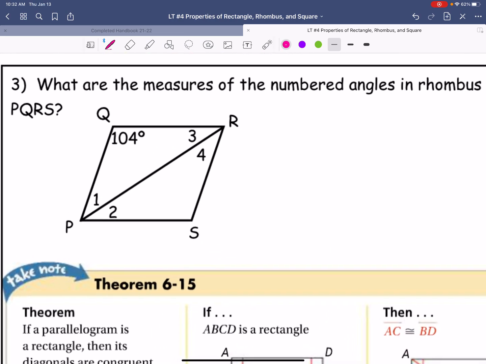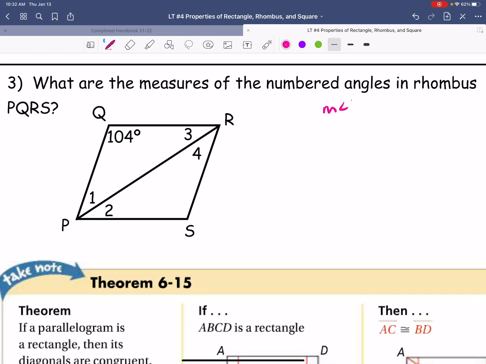Pause the movie, try number 3 on your own, and press play when you are finished finding each of the measures of the angles.